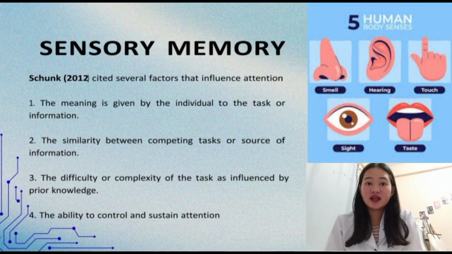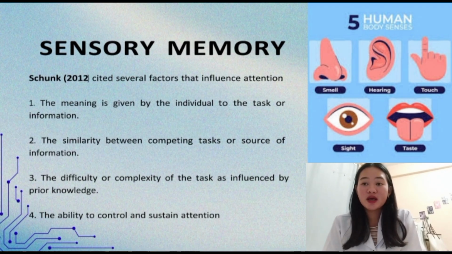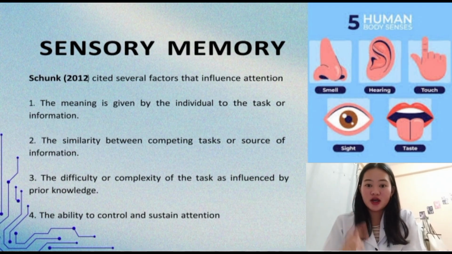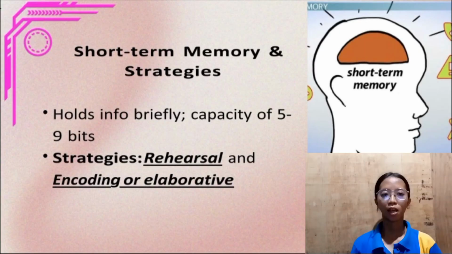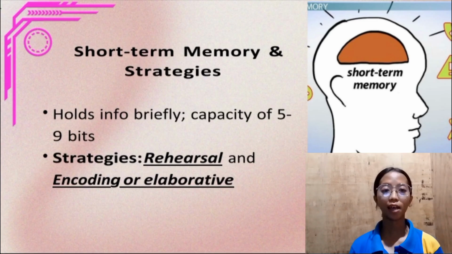Number 3. The difficulty or complexity of the task as influenced by prior knowledge. An example of this is a student who already knows basic grammar rules can focus more easily on a new English lesson, while someone without prior knowledge may find it overwhelming and lose focus. Number 4. The ability to control and sustain attention. For example, a student resists the urge to check their phone during the lecture and instead stays focused on the teacher's explanation until the lesson ends. We go to short-term memory and strategies.